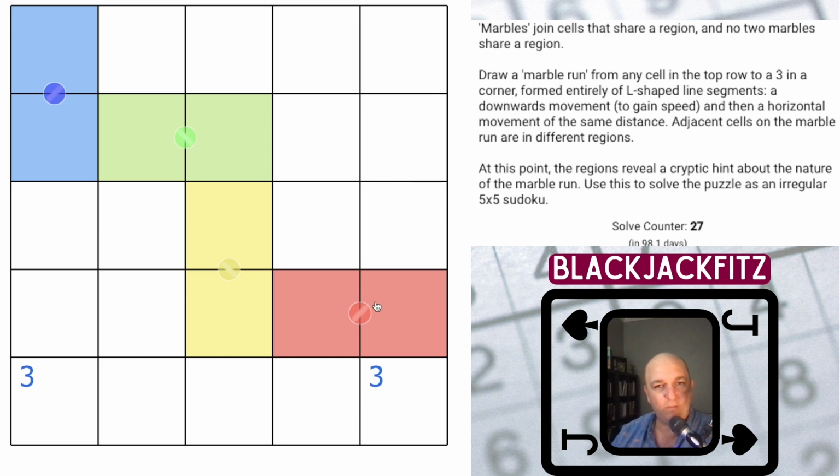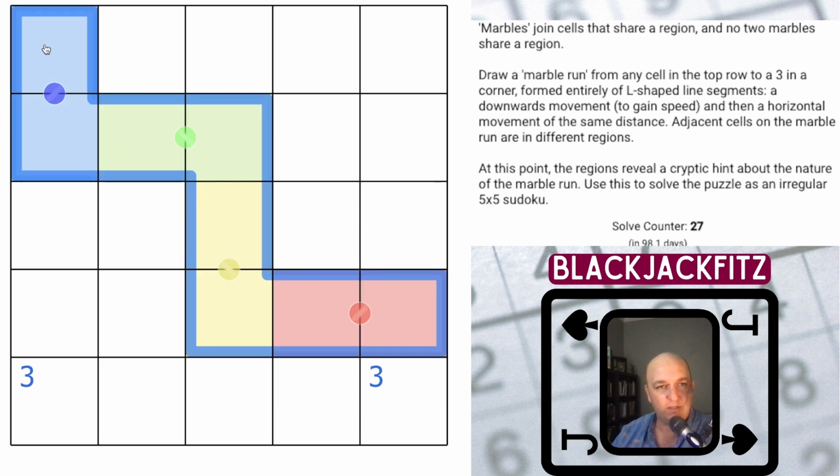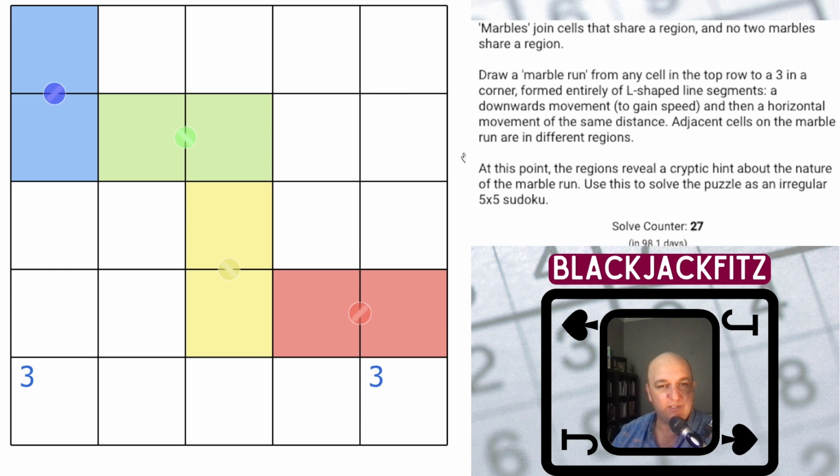So we have one more color that we haven't identified so far.